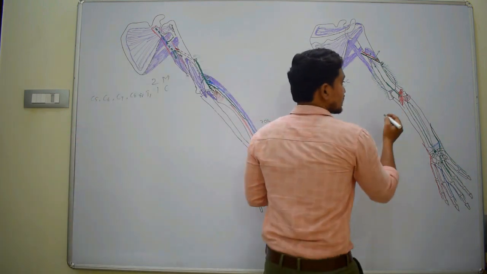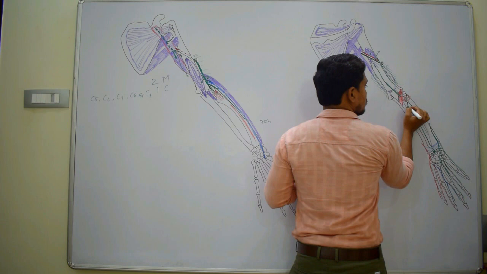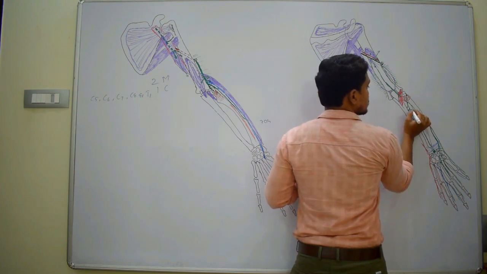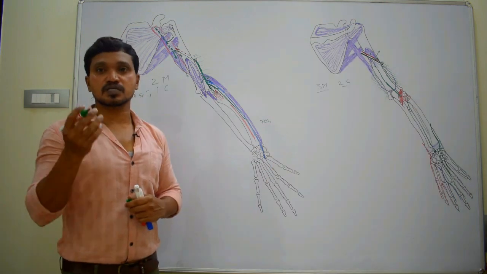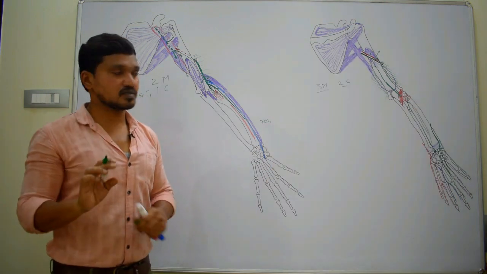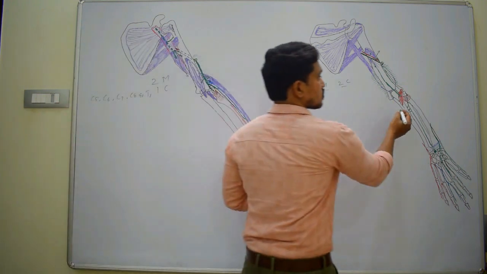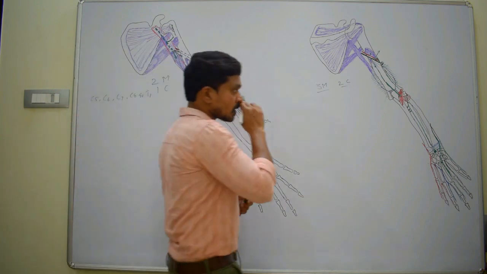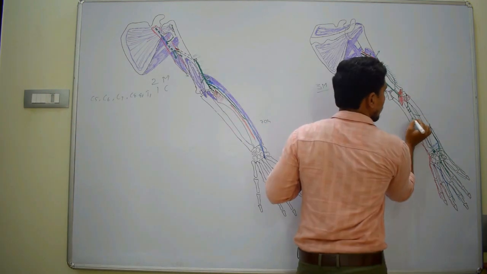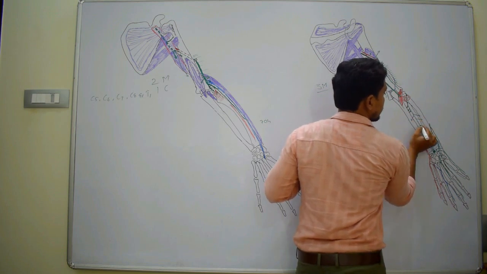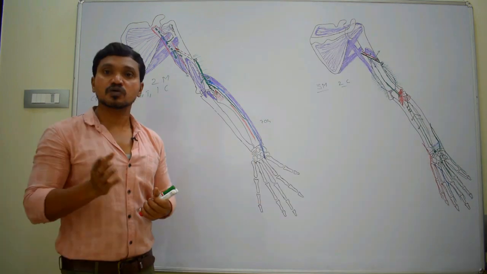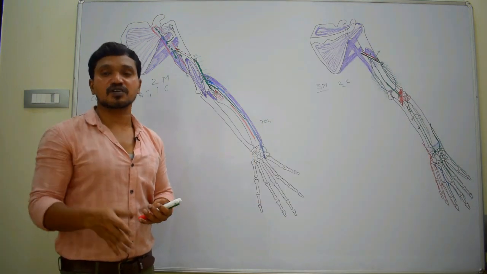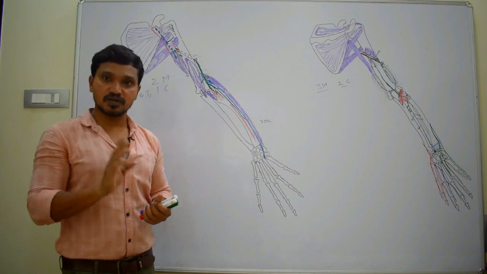By three short branches, extensor digitorum, extensor carpi ulnaris and extensor digiti minimi will be supplied. By three short branches, these three muscles will be supplied. By two long branches, the remaining four muscles will be supplied. What are those? Abductor pollicis longus, extensor pollicis brevis, extensor pollicis longus and extensor indicis. So these are the muscular branches of the posterior interosseous nerve, otherwise the deep branch of radial nerve.